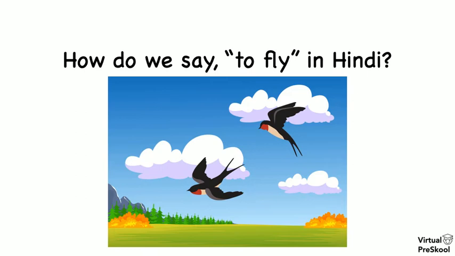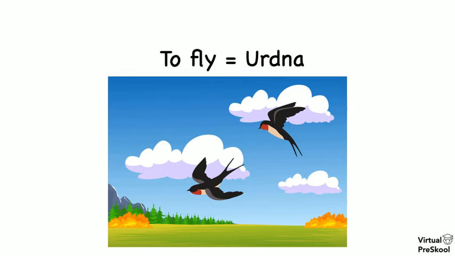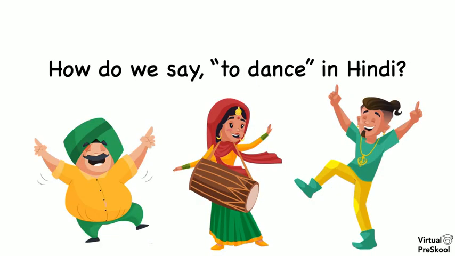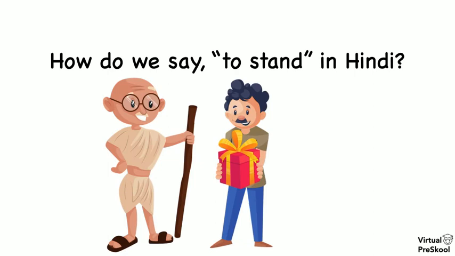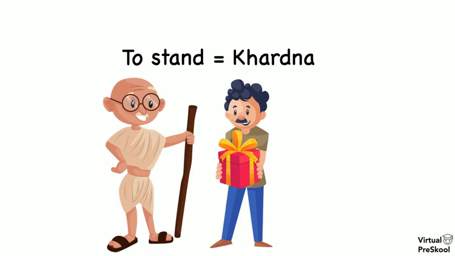All right, next one. How do we say to fly in Hindi? To fly is udna. Udna is to fly. How do we say to dance in Hindi? To dance is nachna. How do we say to stand in Hindi? To stand is kharda hona. Kharda.